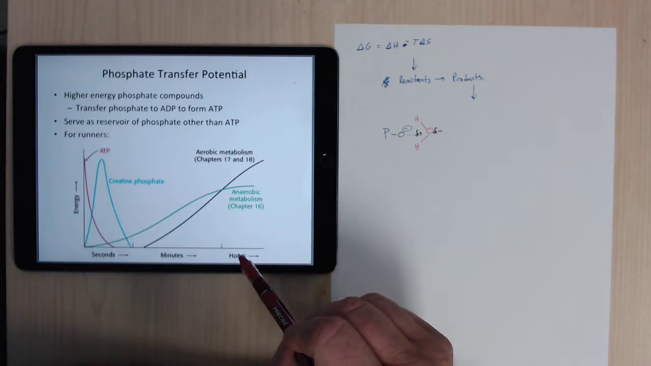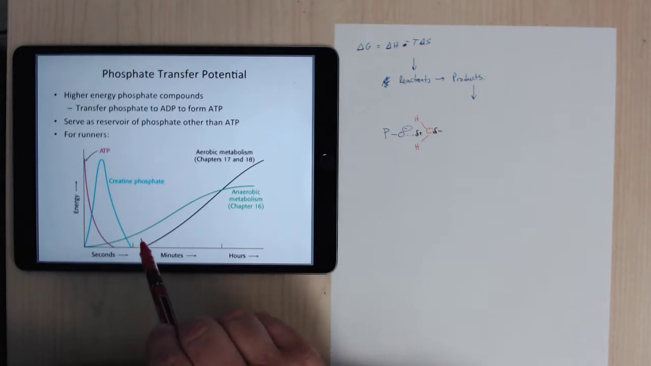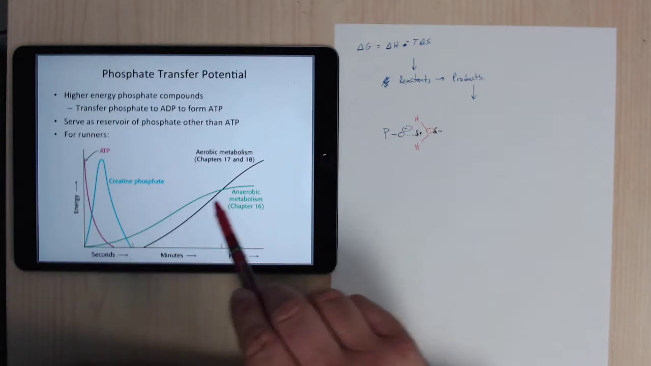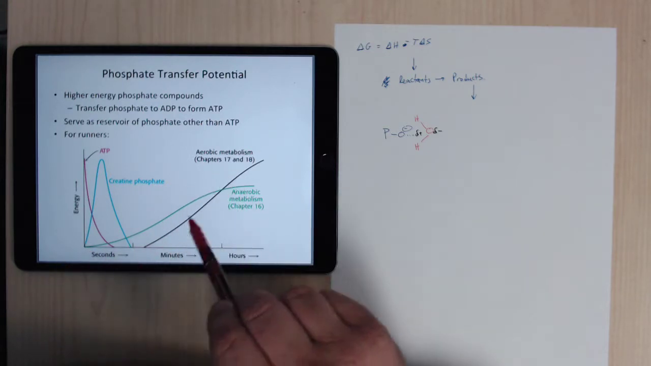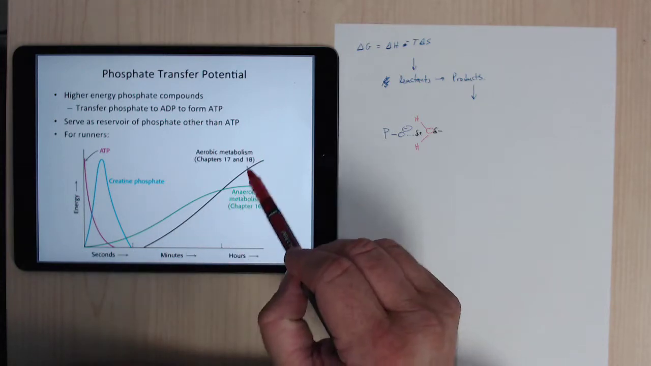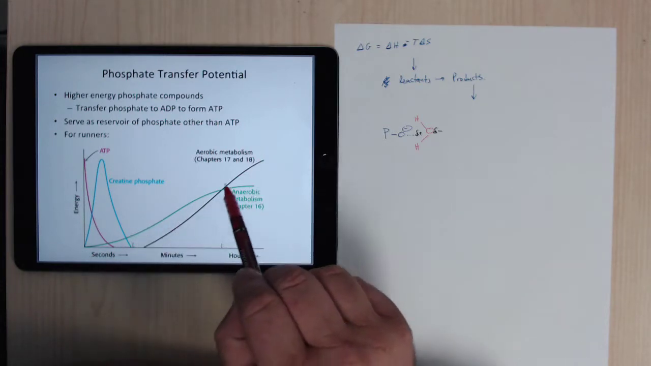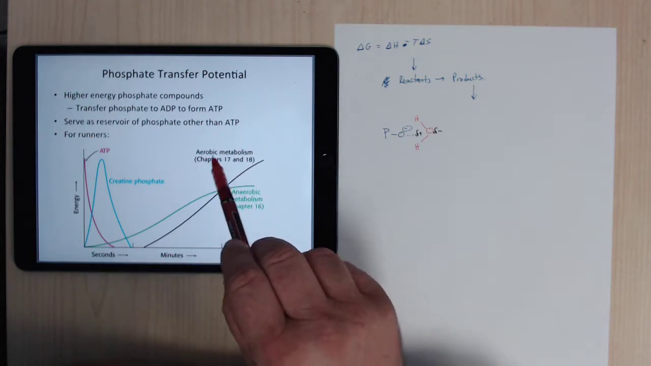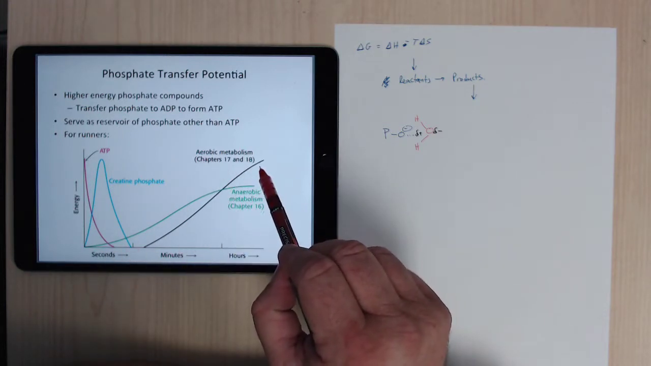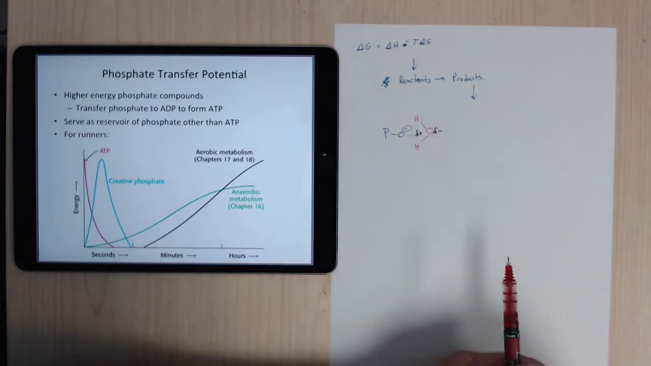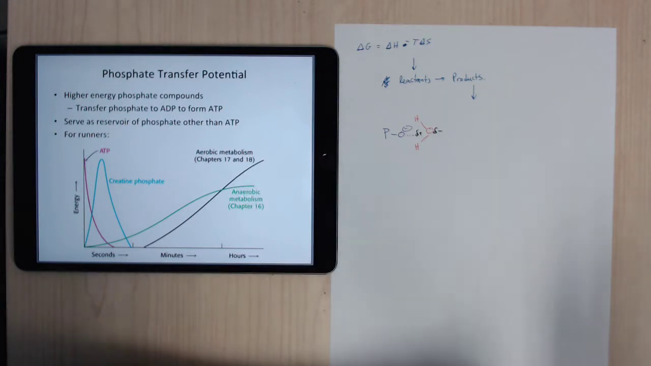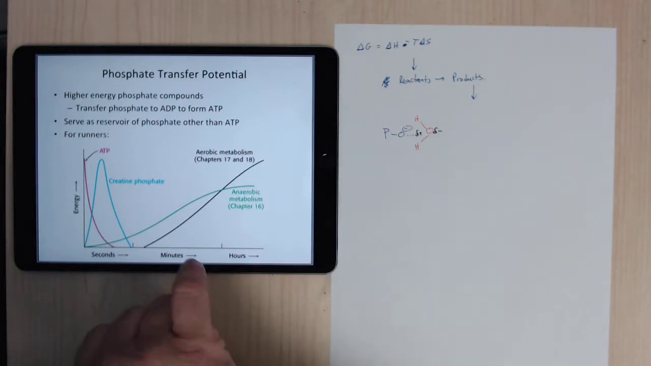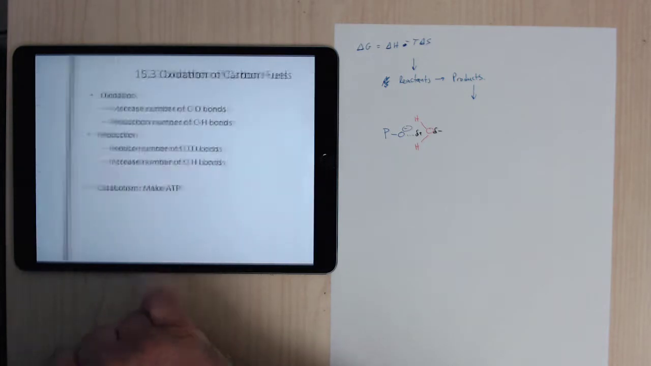If you're running a marathon, right, your energy is going to come from aerobic and anaerobic metabolism, which we'll talk about later. Those will start to ramp up as being the important ones. So with aerobic, right, you're going to get lactic acid production, things like that. But it allows you to use different reservoirs of phosphates other than ATP.